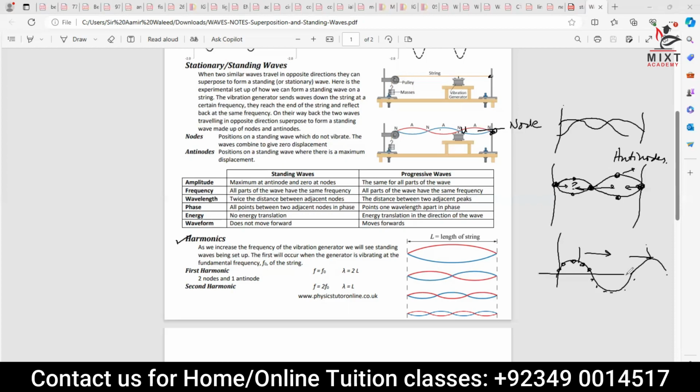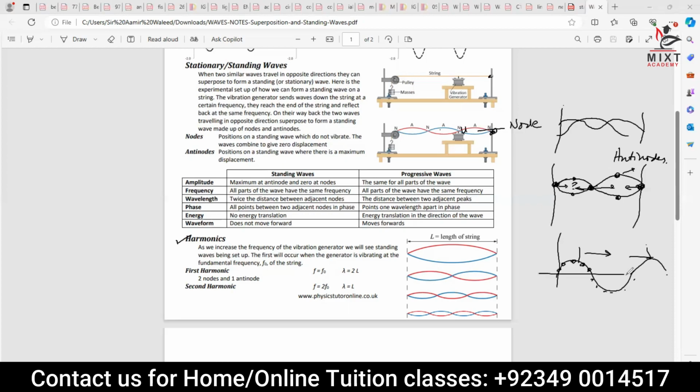In a standing wave, there is no energy translation. Remember that. Energy is not transferred. While here, in a progressive wave, energy is translated in the direction of the wave. The waveform does not move forward in a standing wave, while in a progressive wave the energy translation and the waveform move forward in the direction of the wave.